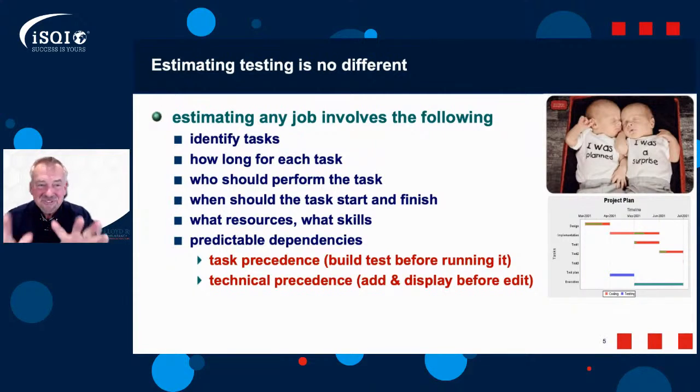It's unbelievable. So when it comes to test estimation, we need to know the tasks. We need to know how long each task is going to take. We need to know our resources, who's going to perform each task. When the task starts, when the task finishes, are there any dependencies between those tasks? Who are the best people at performing those tasks? And that is no different to estimating testing, to estimating development, to estimating requirement production.